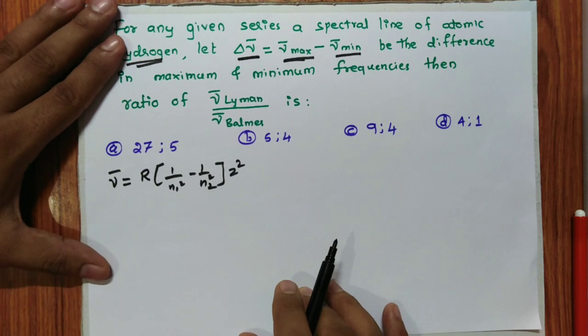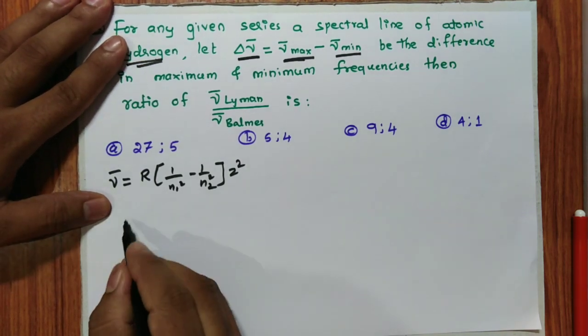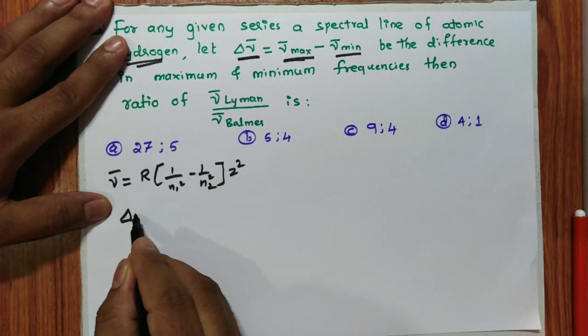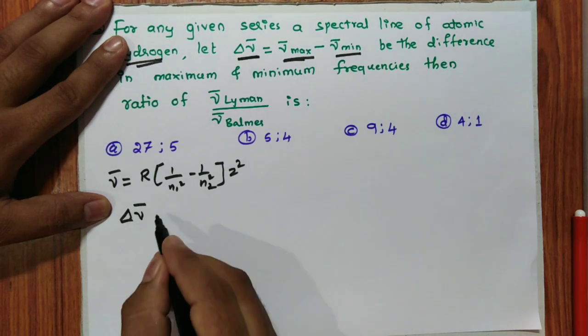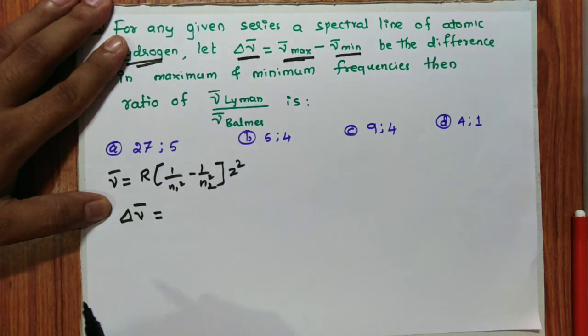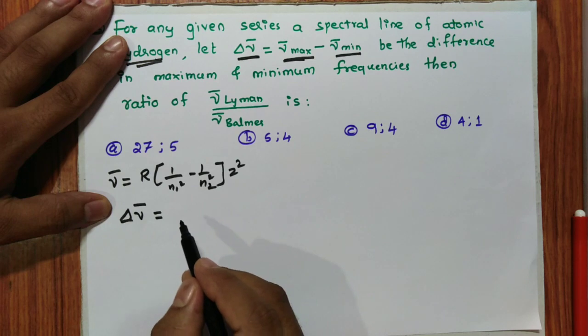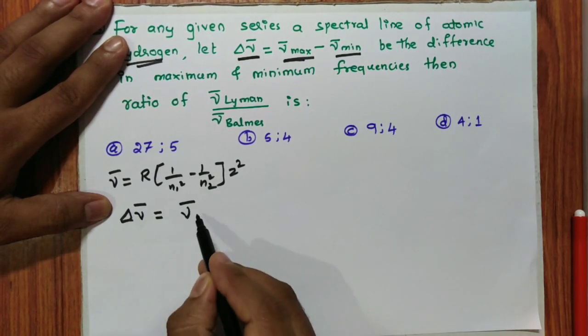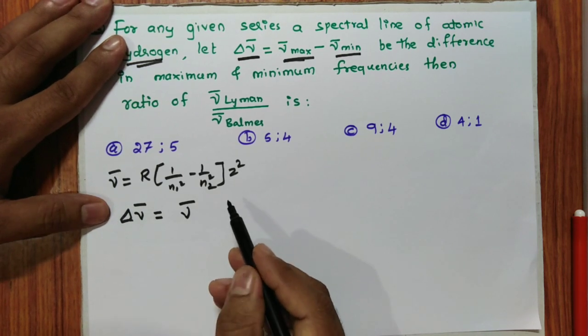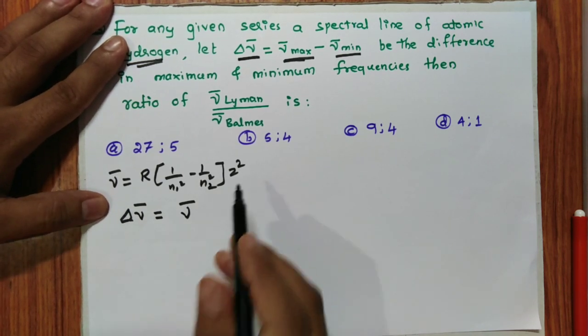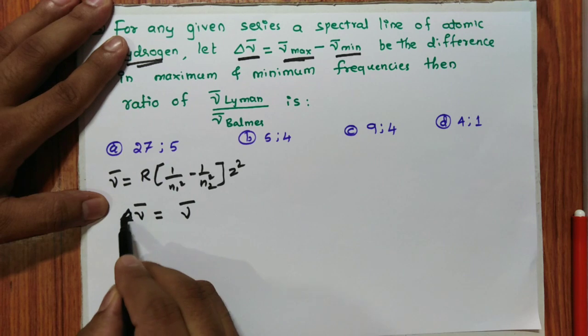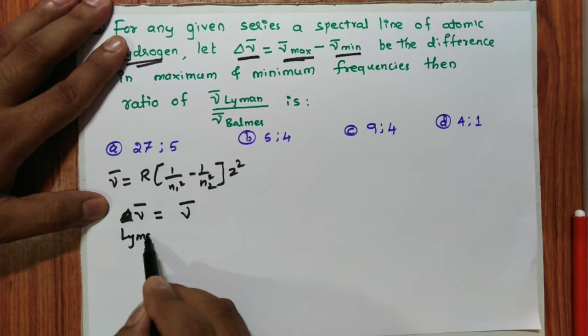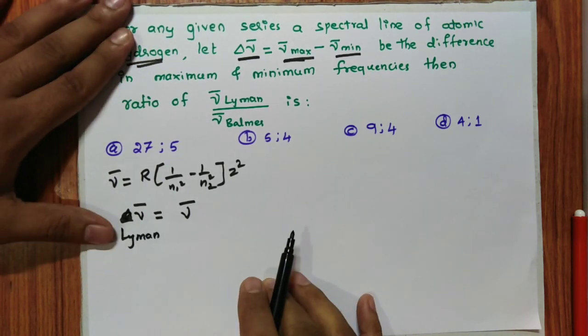Right? So first what you have to do? See here, what we want is nu bar maximum minus nu bar minimum. So first we calculate nu bar of the Lyman series.